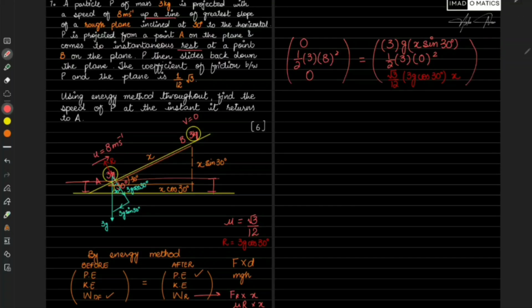Now solve this together to get your x value. You can do it directly with a calculator or otherwise also. So I'm keeping it half, 3 times 8 square, equals 3g x sine 30 plus root 3 over 12 times 3g cos 30 x.